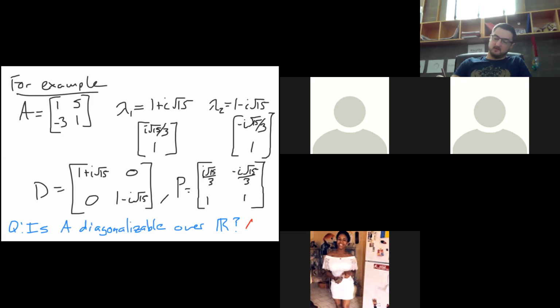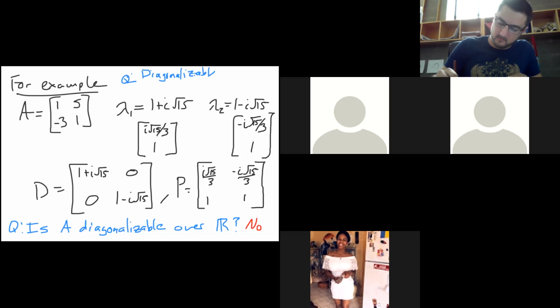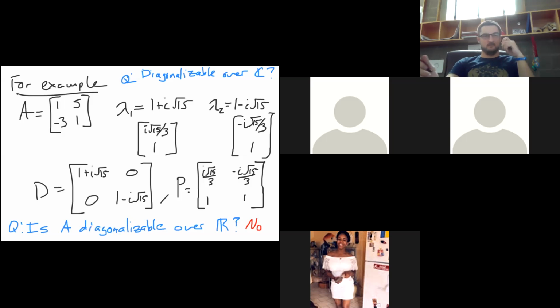Answer is no. And I don't have a great place to write below it, but if I would have instead asked, is it diagonalizable over the complex numbers, what would your answer be to that question? Is it diagonalizable over the complex numbers? Yes.